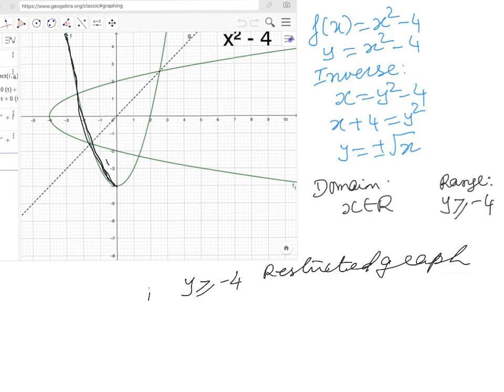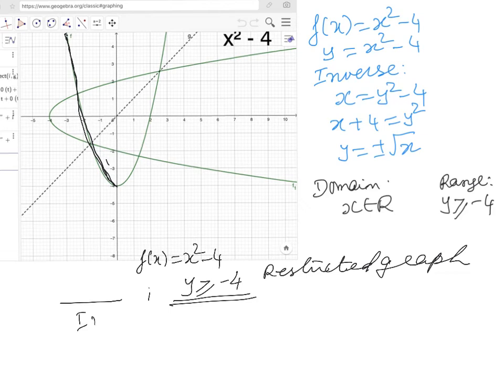The function itself is f of x. There's no change in the function. f of x is equal to x squared minus 4. What has changed is the domain, and there's no change in the range here. Now I'm going to restrict this graph. Now what about the inverse?